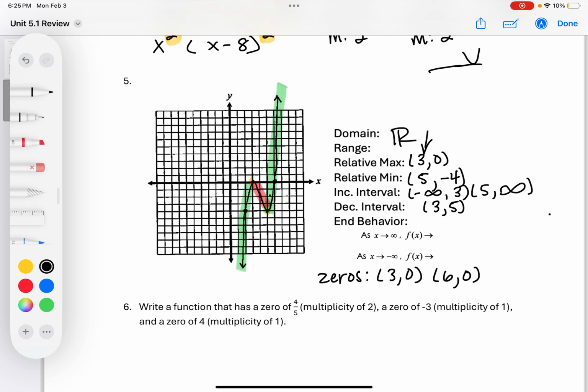Okay, end behavior. As the first one is going towards the positives, the other one is also going towards the positives. As this one is heading towards the negatives, and our domain is all real numbers, which is how I know, even though it's not on the left side of the graph, it is heading that way. You see how close these two are? Eventually it's going to cross and then head into that left side. So as it's heading that way, it is negative infinity.